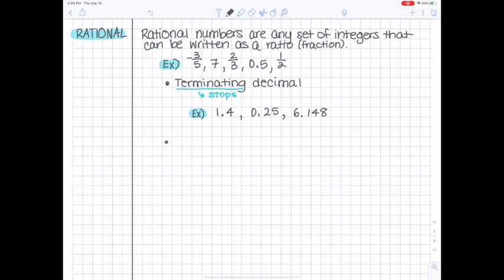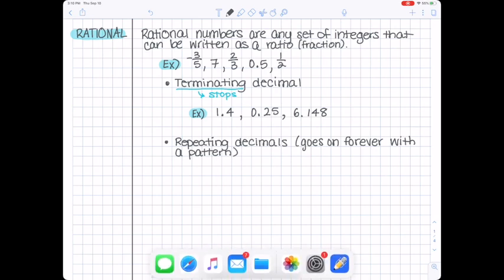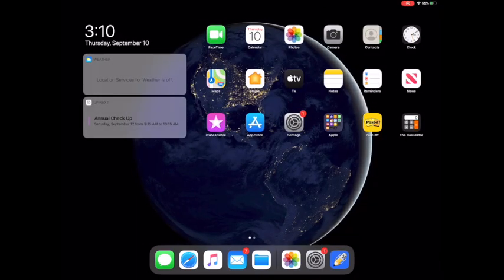The other kind is called repeating decimals, okay? Repeating decimals. And they're numbers that go on forever. So what a repeating decimal is, it goes on forever with a pattern. So what do I mean by that? I actually want to show you something. I'm going to go to my calculator real quick, okay?